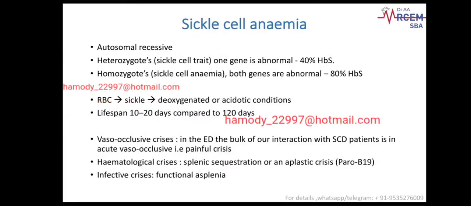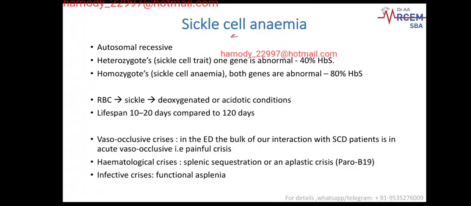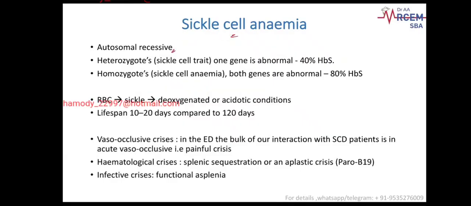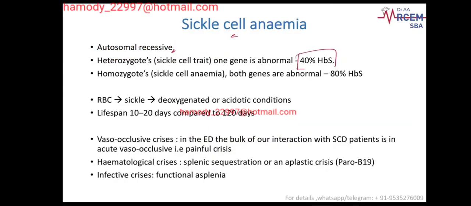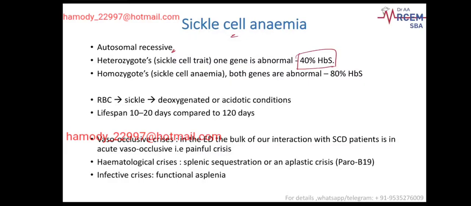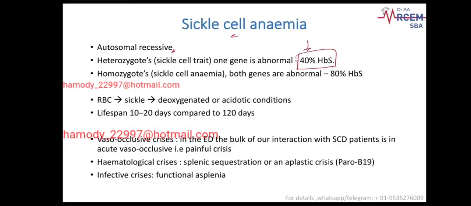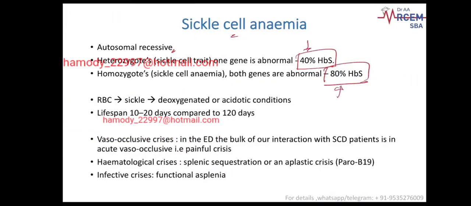Sickle cell anemia, it is important. Usually they present to the emergency department with a complication of sickle cell anemia rather than an initial diagnosis of sickle cell anemia. It is an autosomal recessive condition. If one gene is abnormal, what percentage of the RBCs, or what percentage of the hemoglobin, will be abnormal? Around 40%. If both genes are abnormal, around 80% of the RBCs will be abnormal.